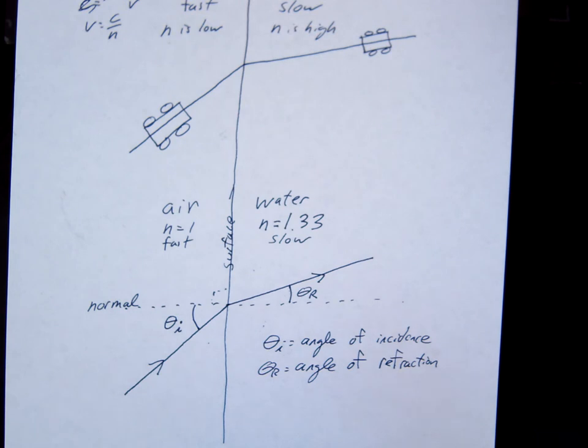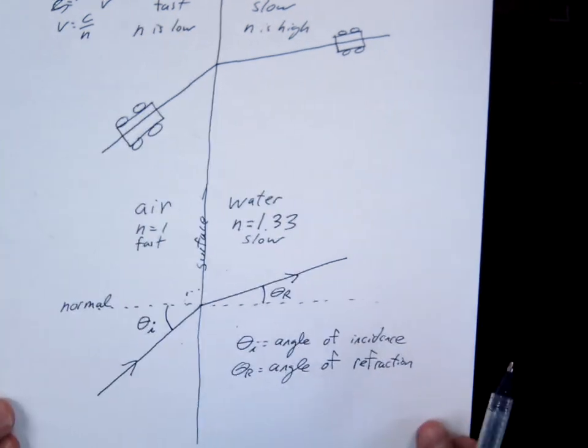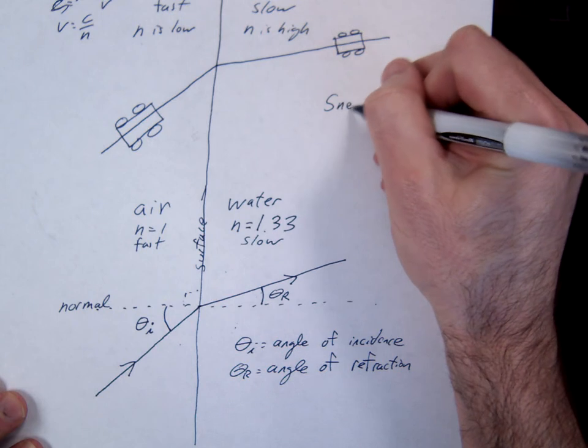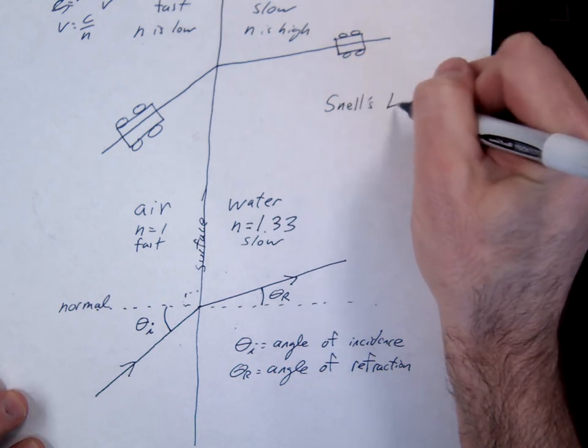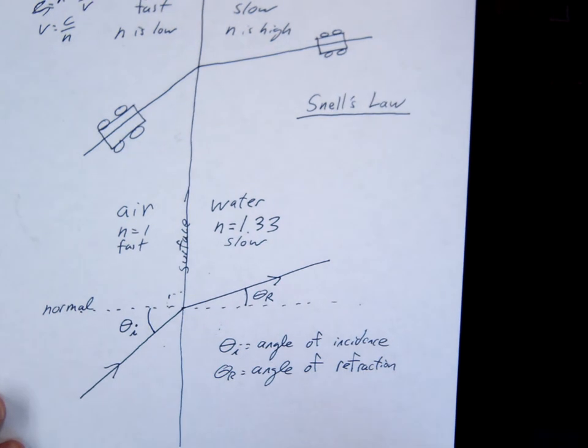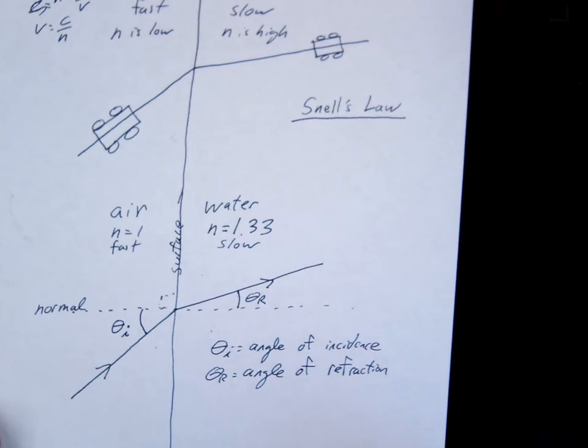Anyways, this is pretty much everything in math, or everything in science. Some guy comes around and figures out a formula to relate all this together. So that guy's name in this case was Snell, and Snell developed Snell's law. It's going to relate everything all together.